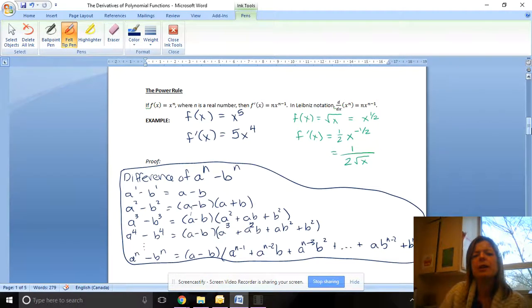Now we're getting to the power rule, and this is saying what I was showing on GeoGebra.